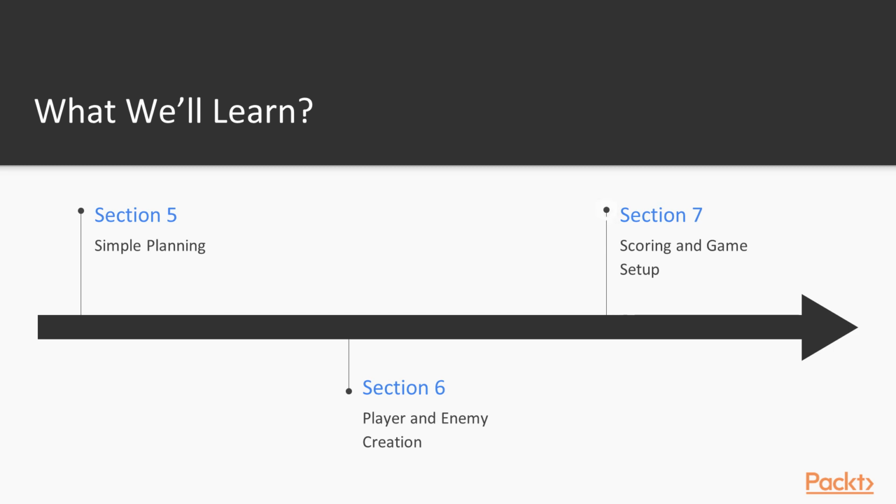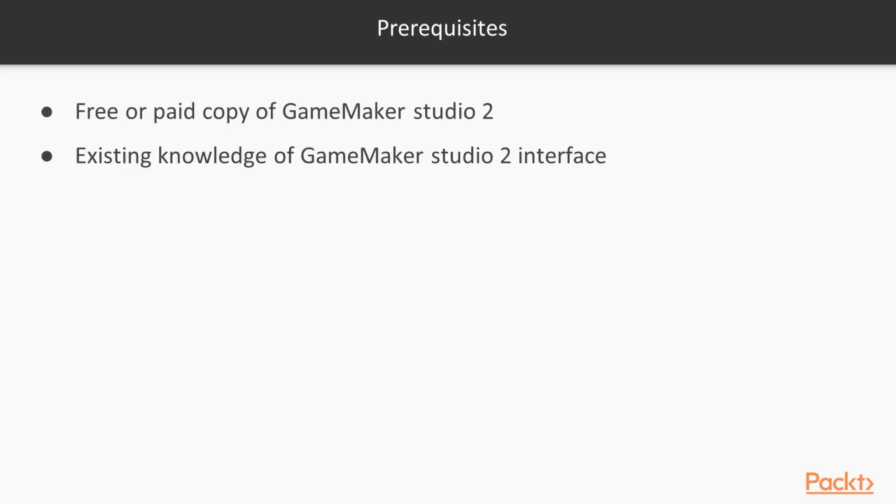To finish it all off, in Section 7 we'll create the scoring and export the game to a standalone format, meaning anyone can play it even if they don't have GameMaker installed on their computer. We'll also take a look at a few different websites that we can use to share our games or even sell them.